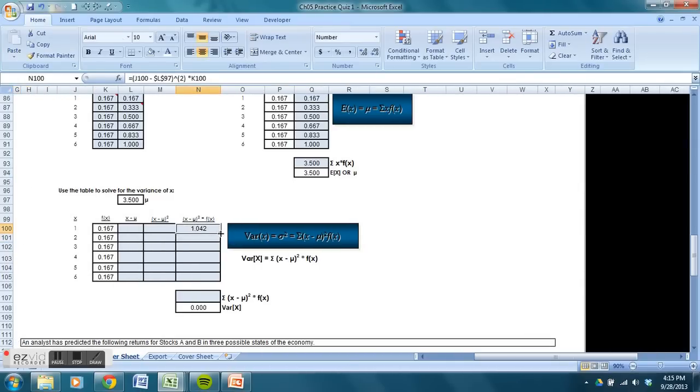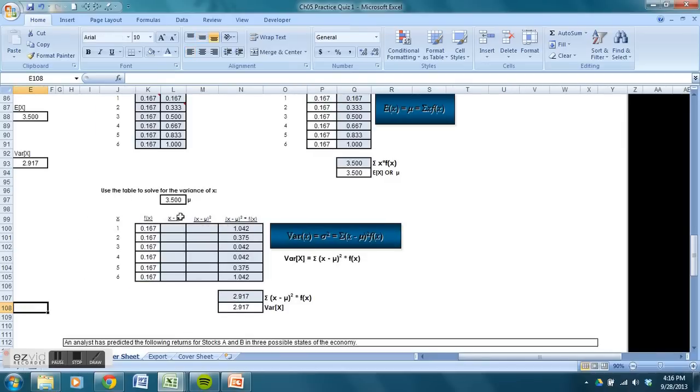Bring this down, sum them up. There's our variance of x. Now whenever I have a table like this, it's to help you get to this instance. Sometimes you can mess up. It's easy to mess up order of operations, do something wrong. So it can be better to break this up.